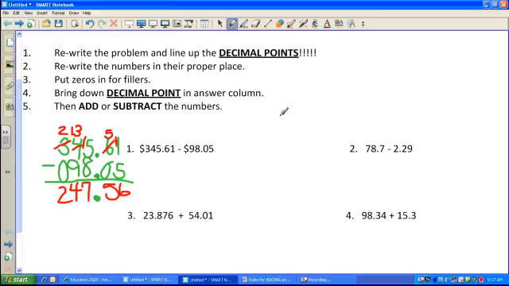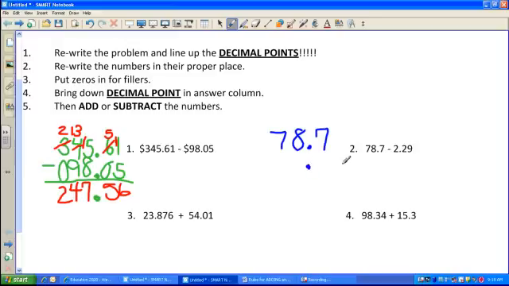So if we look at number 2, change up my color. We have 78.7 take away 2.29. So they're decimals and you're subtracting, so I have to follow these rules. So I write my first number, 78.7, and the rule says rewrite the problem and line up the decimal point. So the first thing I write is the decimal point. Then I put the numbers in.